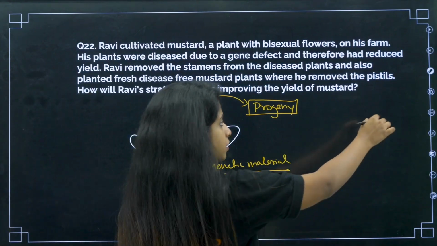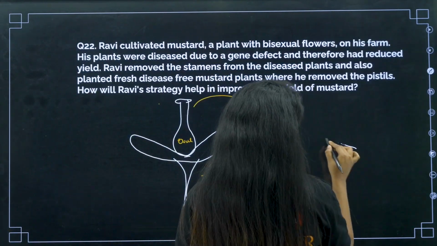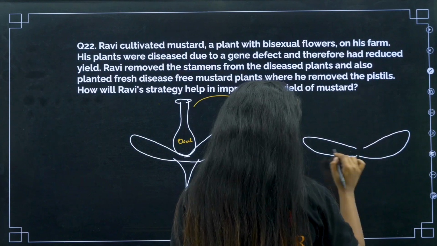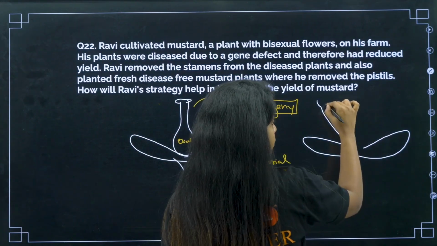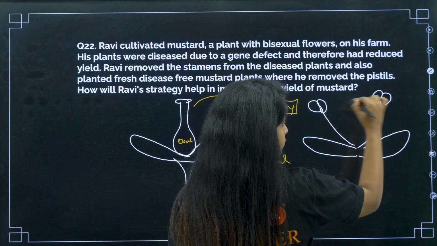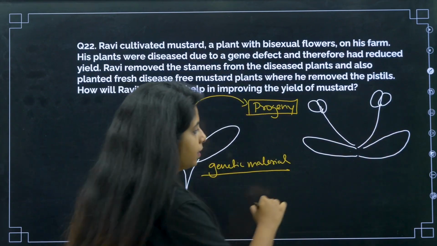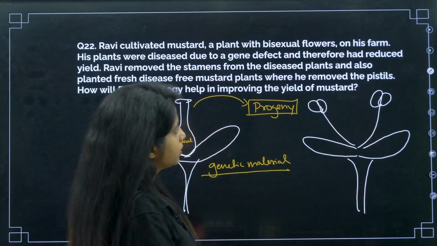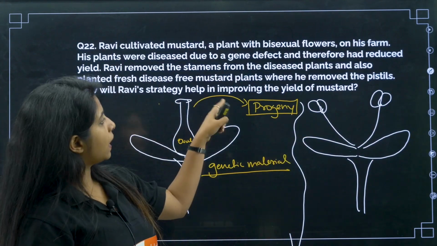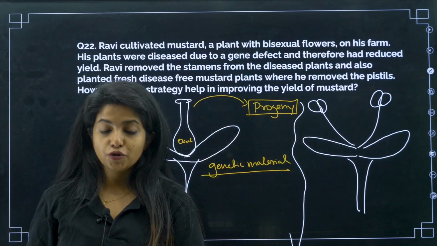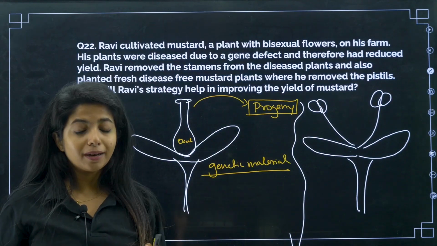Now he took another mustard plant, this is disease free, a whole different plant, where he removed the pistils, that is the female part is removed, the male part is there. Okay, fine, this is the case that we have. How will Ravi's strategy help in improving the yield of mustard? How do you think this strategy is going to help?